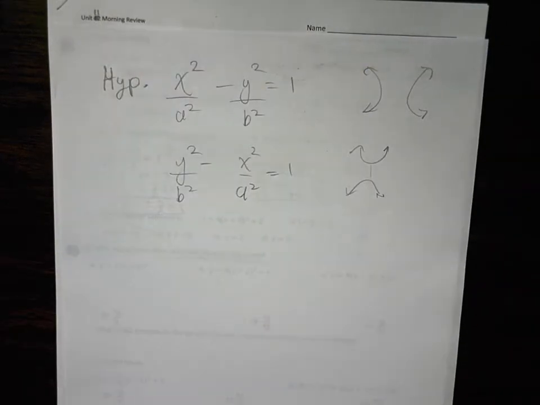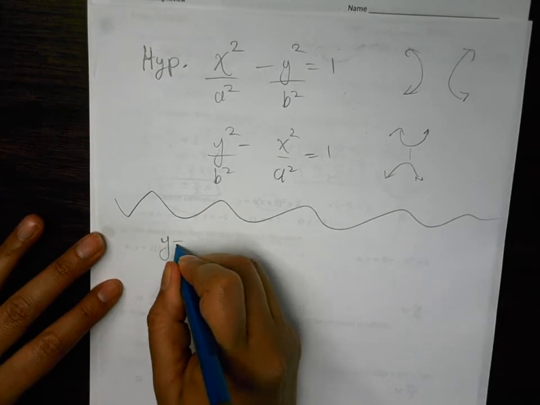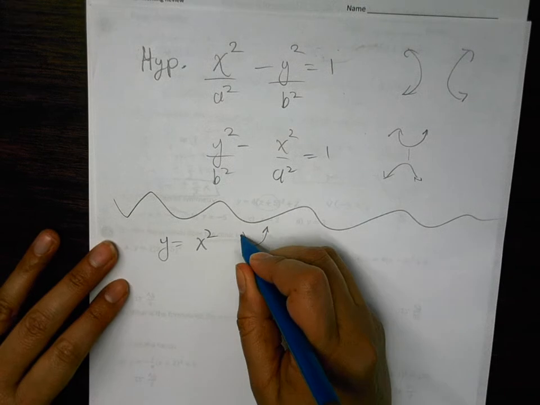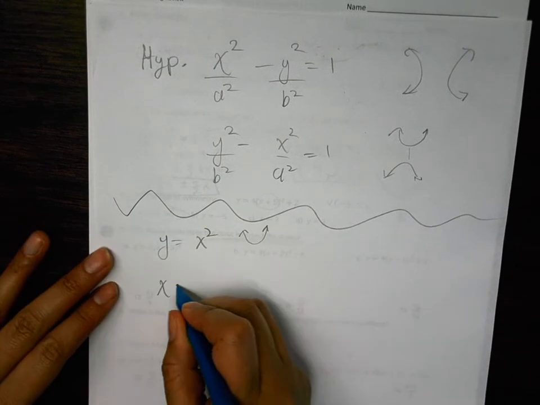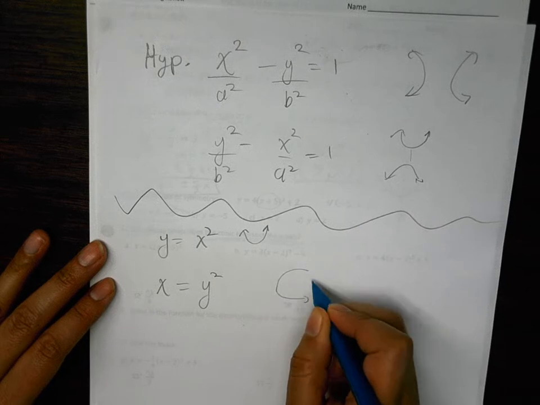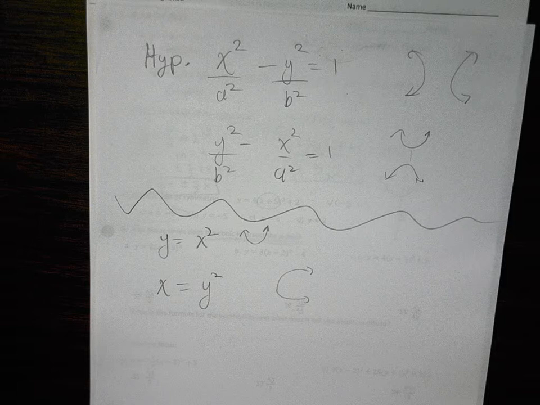Okay? Now with a parabola, when it's y equals x squared or negative x squared, it's opening up or down. When it's x equals y squared or negative y squared, it's right or left. It's never both at the same time. Do you guys understand the difference?